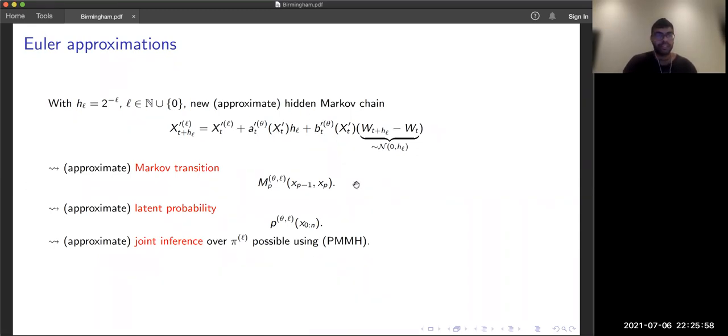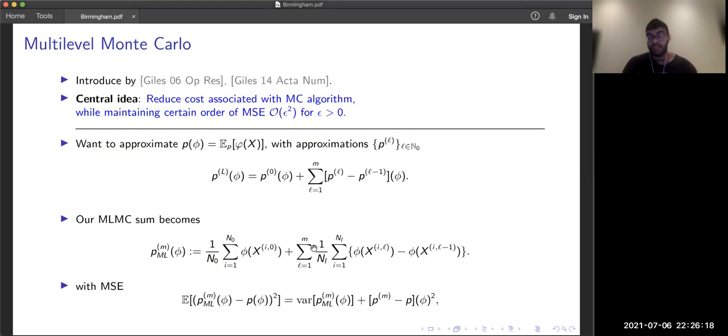So just to mention again from this slide, M is going to denote the Markov transition between these two states, x_{p-1} and x_p. We also have a latent probability. And what we're trying to do is an approximate joint inference over the posterior pi_L using particle Markov chain Monte Carlo methods. So now let's get into the main bits of what's actually required for us to do this unbiased inference.